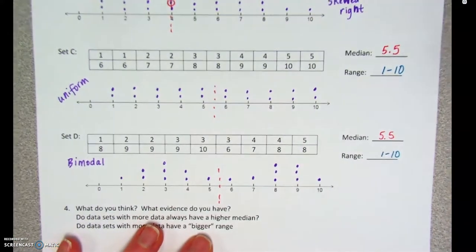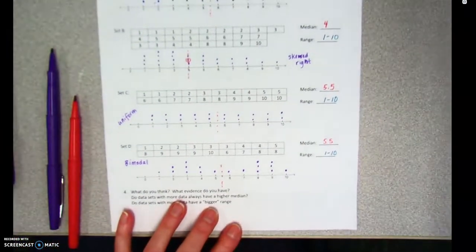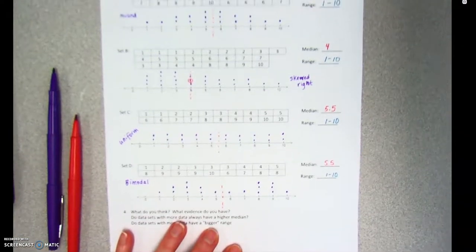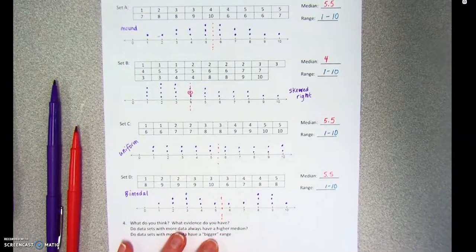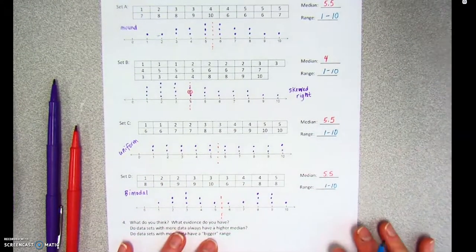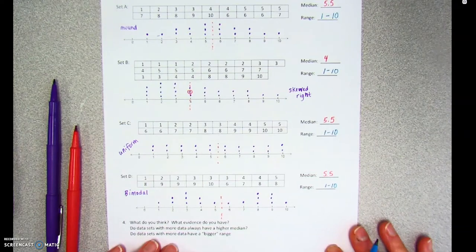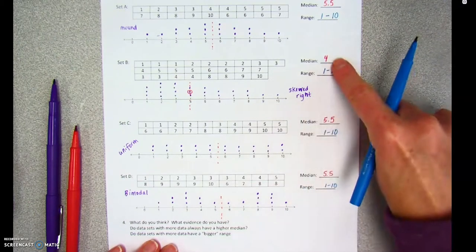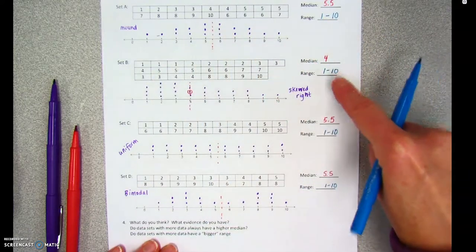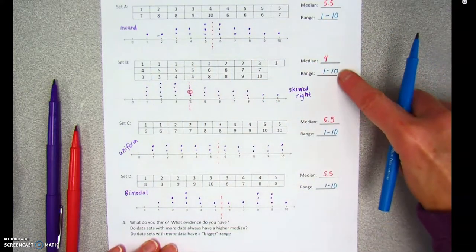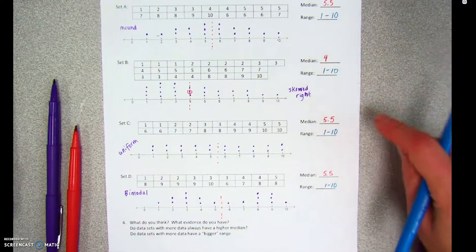I guess the moral of this story is that it really doesn't matter what shape your data have when you put them in a dot plot. They could have the same median. The shape doesn't affect the median, and the shape doesn't affect the range either. This one, the median was different, but that I think is because it had a lot more values in it than these. Even though it had the same range, the median of the data set was a little bit different.